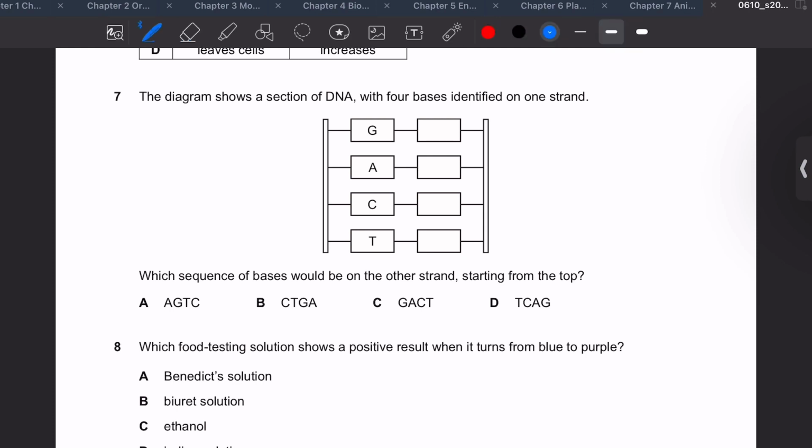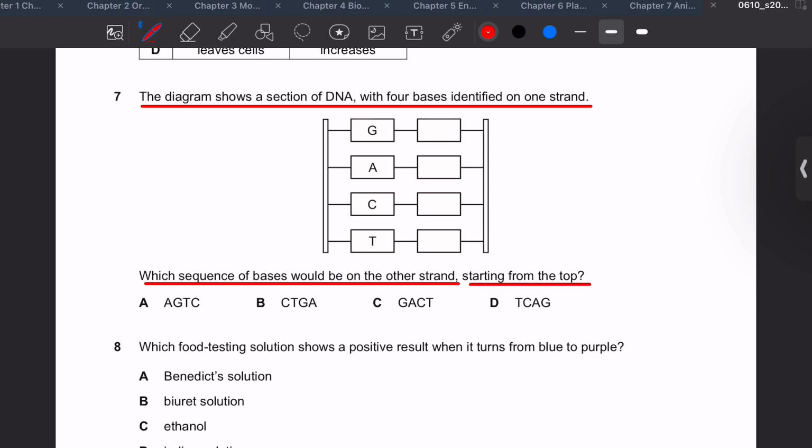Number 7. The diagram shows a section of DNA with 4 bases identified on one strand. Which sequence of bases would be on the other strand, starting from the top? Okay, so there's an arrow. Well, it doesn't actually make this good arrow like this. I'll just do it manually.